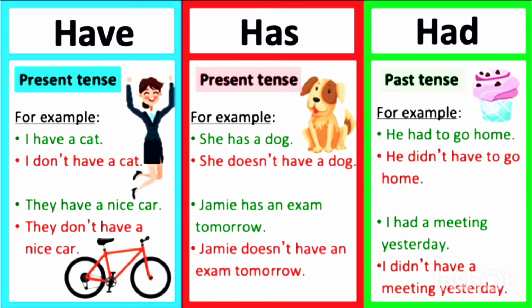Now had. Had is always used in past tense. For example, he had to go home. He didn't have to go home. I had a meeting yesterday. I didn't have a meeting yesterday.